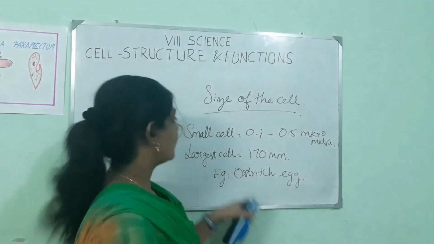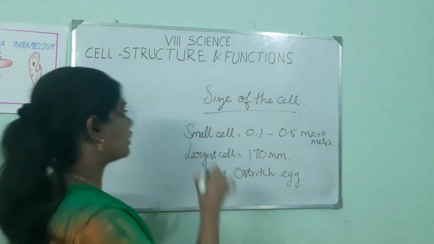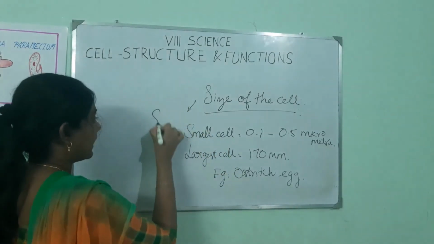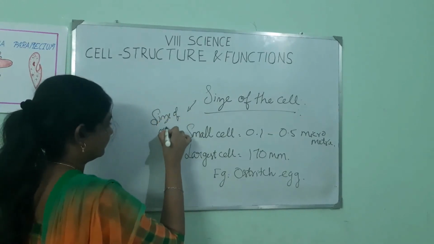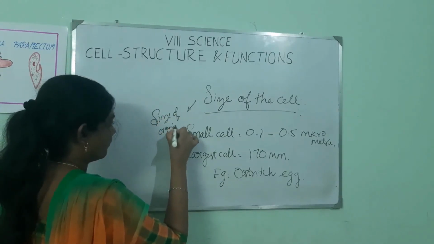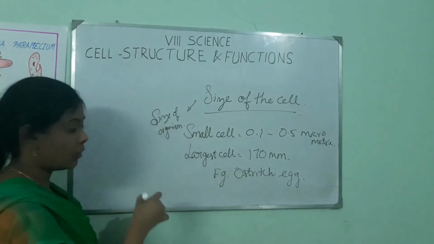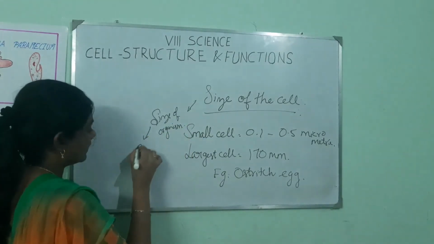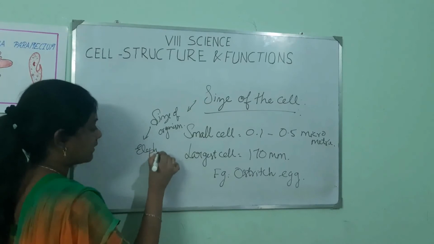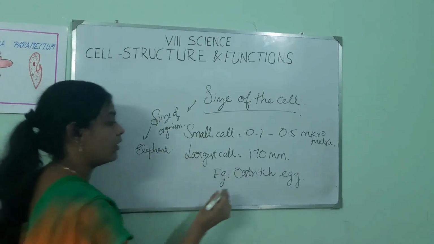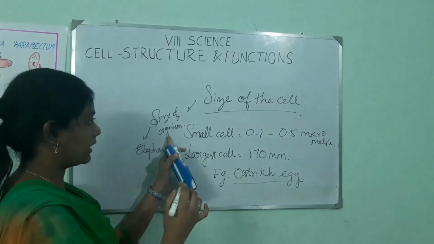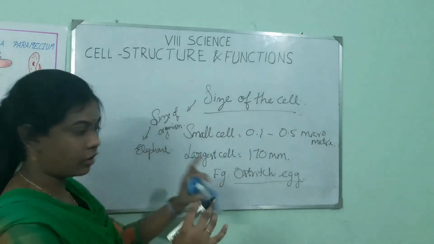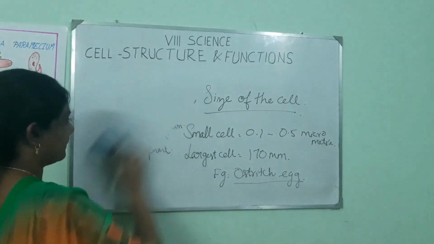If you see, the size of the cell is not related with the size of the organism. If so, the largest organism is the elephant, but the largest cell is the ostrich egg. Hence, it is proved that size of organism and size of the cell are not related to each other.